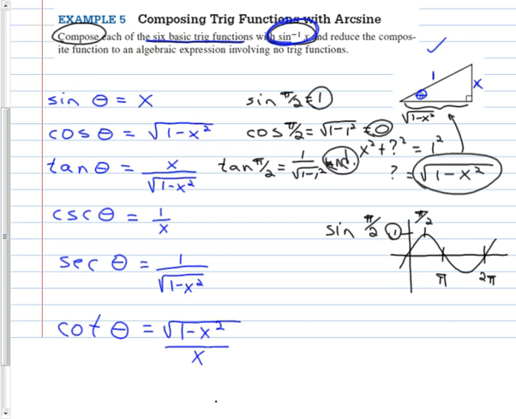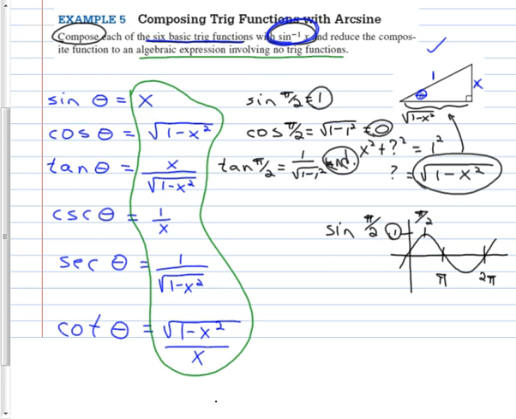Quick question. Yes. It says reduce the composite function to an algebraic function without any trig function. What is it? These are all algebraic expressions not involving sine, cosine, or tangent. They have no trig function in them. It's just an algebra equation. That's what they mean by an algebraic expression involving no trig functions.